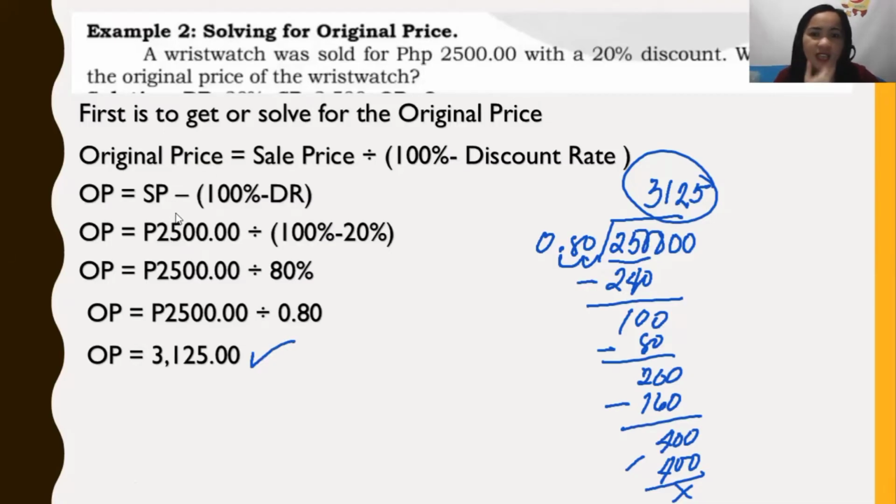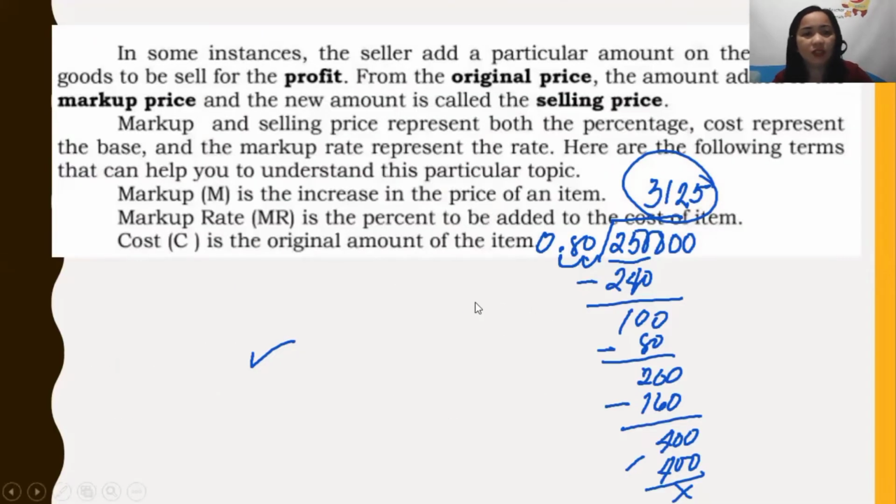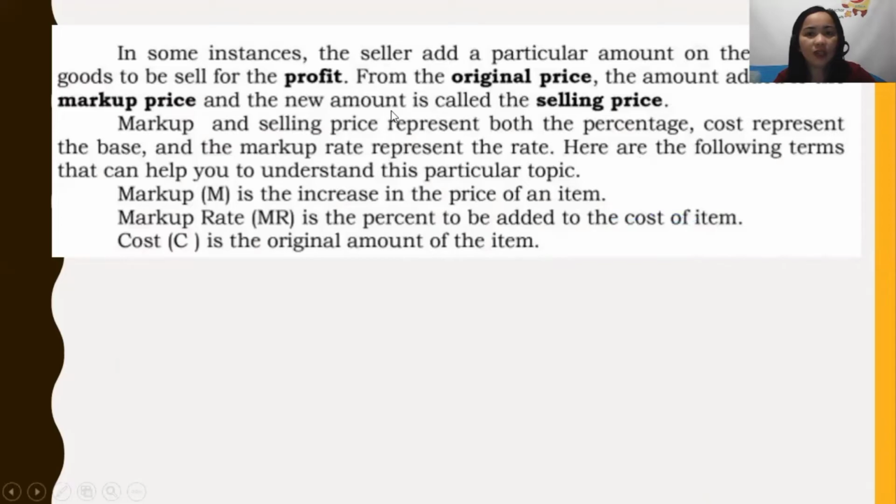So, dun sa module nyo, medyo naiba yung solution dito, pero it is the same. We arrive at the same answer. The original price of the wristwatch is 3,125 pesos. Ito yung hindi pa nababawasan ng 20% discount. So now, let's go with the next part of this topic.